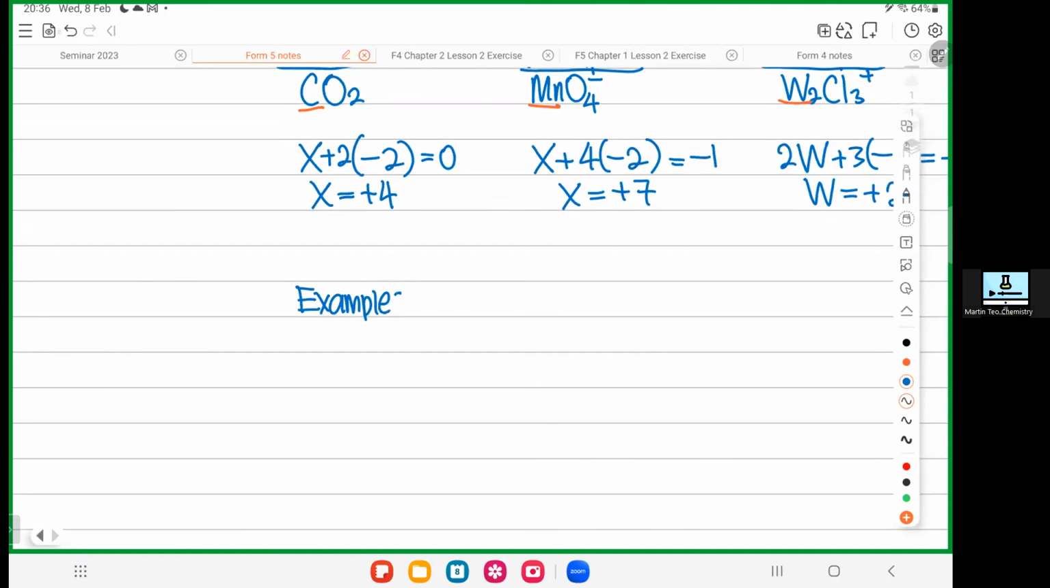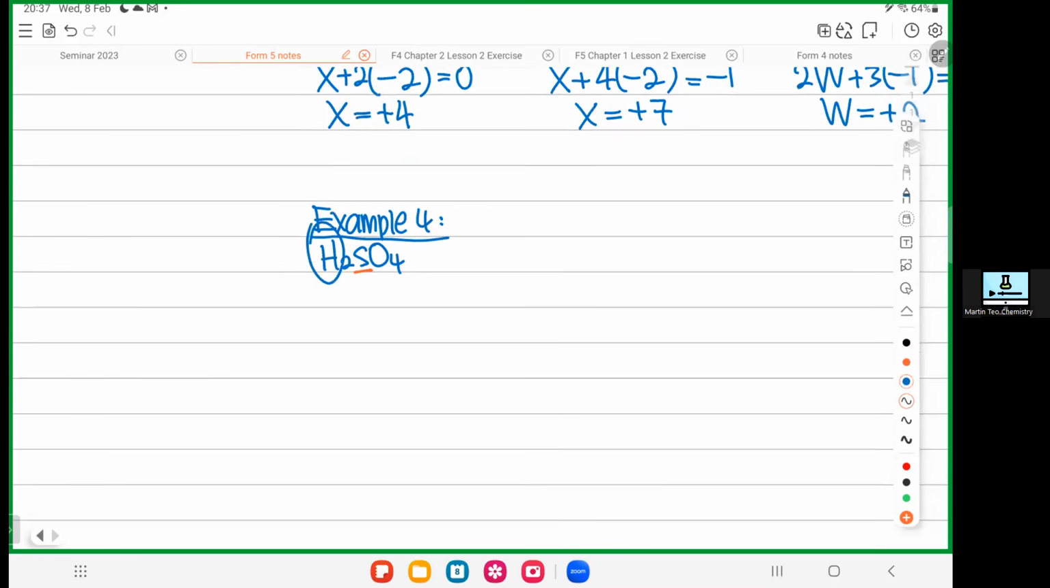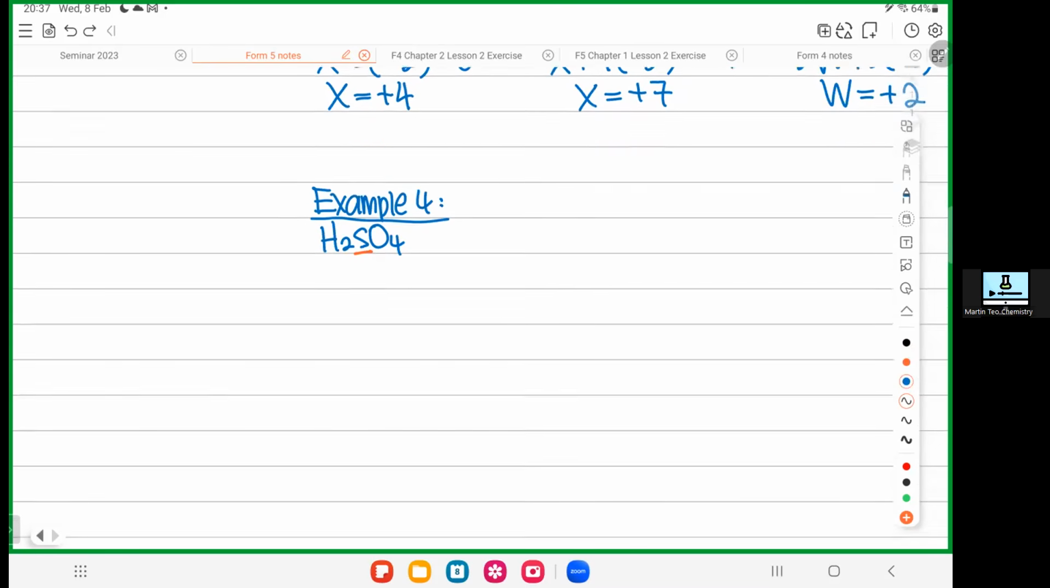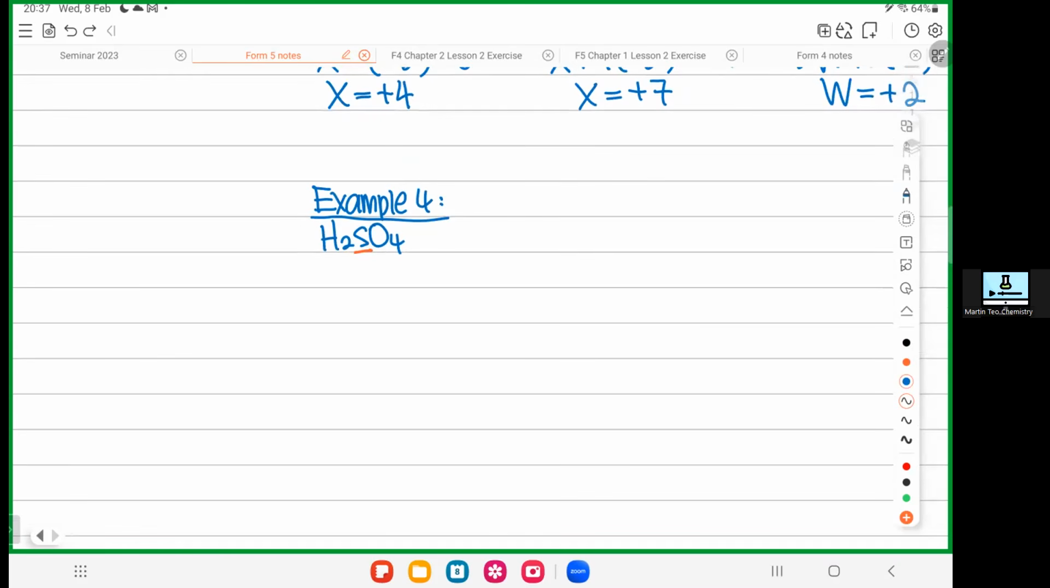Let's say we go for a very famous one, sulfuric acid. Sulfuric acid, what is the formula, everyone? H2SO4. So let's say I want to find the oxidation number for the sulfur in the sulfuric acid. Same thing. Do you know the oxidation number for hydrogen? Yes. According to rule number 4 that we learned previously, hydrogen is always +1, isn't it? How many hydrogen do we have? 2 hydrogen, multiplied by 2.